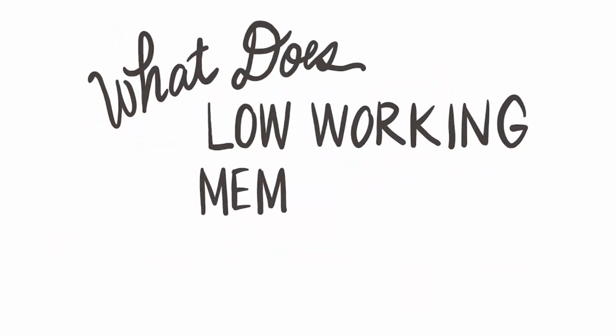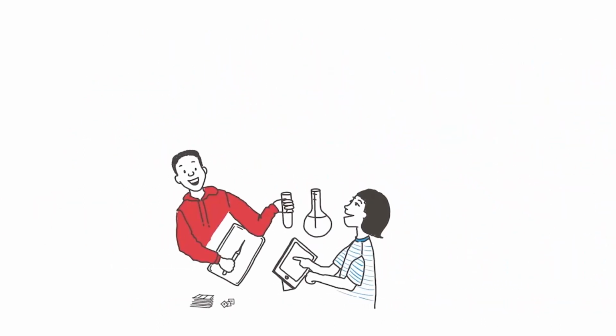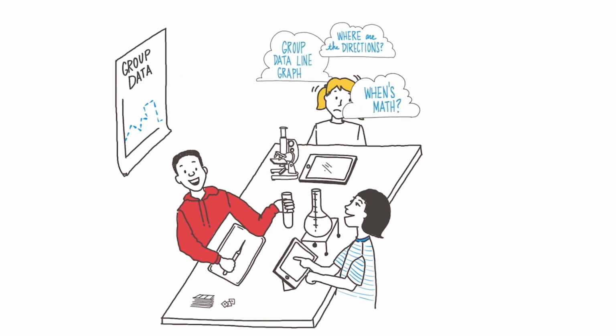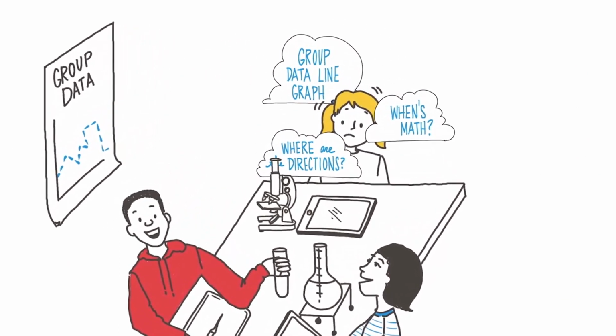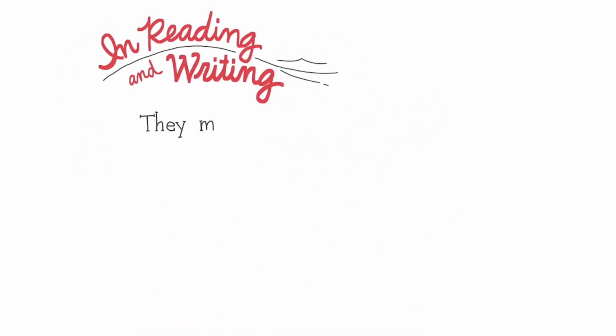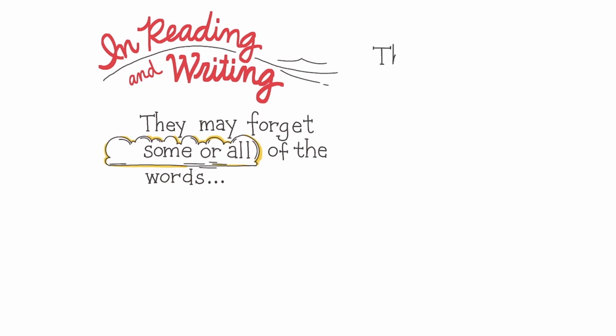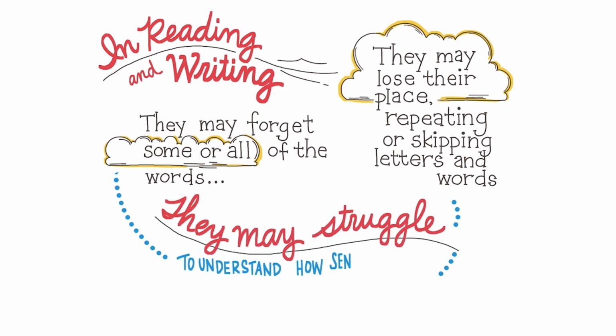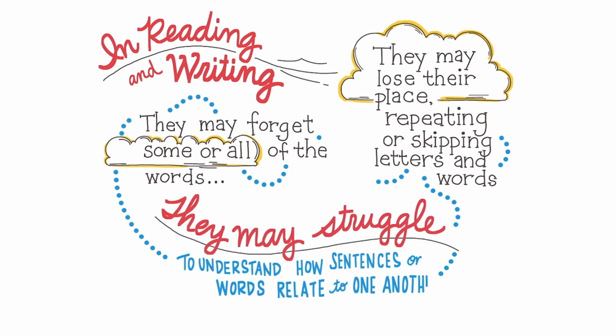What does low working memory look like? Students with low working memory may be easily distracted and behave as though they are not paying attention. In reading or writing, they may forget some or all of the words in a sentence or sequence of words, or they may lose their place, repeating or skipping letters and words. As a result, they may struggle to understand how sentences or words relate to one another.